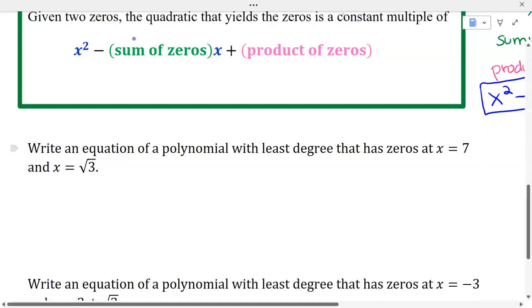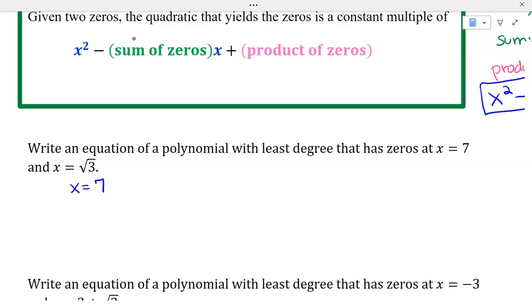So here they want us to write a polynomial with the least degree that has zeros at x equals 7 and x equals the square root of 3. So when we have a zero at x equals 7, the factor that comes from is x minus 7. Okay. Now, if we have a zero at x equals the square root of 3, what is another zero? What is the conjugate pair? And I'm hoping that you all realize that is x equals negative square root of 3.